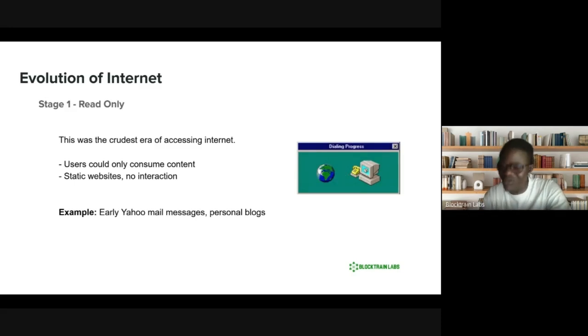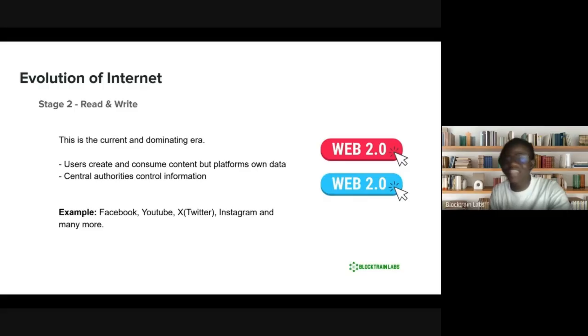Now let's move on and see what is happening now. Now, we are in an era of Web 2.0. This is an era where everything is easy, right? You can easily sign up on Facebook. You can upload your images. You can like other people's images. You can comment. You can go on Instagram, you can drop a comment. You can retweet, you can like. You can go on Twitter, you can quote, you can like, you can share. You can do so many things. This is the era of Web 2, where everything that we consume online is controlled by a centralized authority.